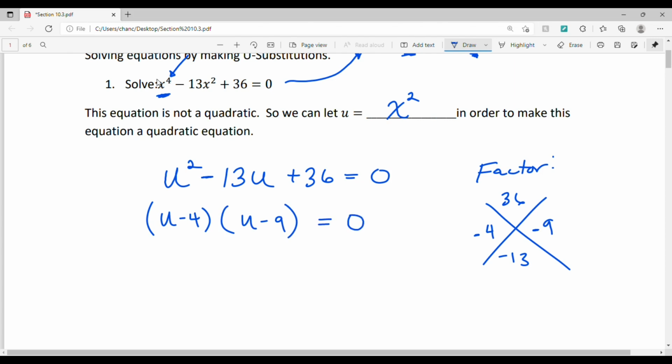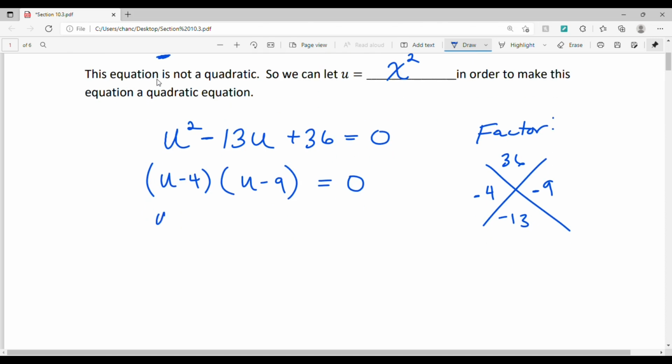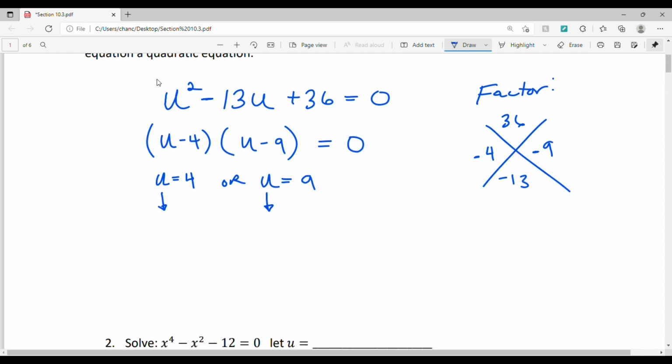What does this mean? Well, we can solve for u. I could say u equals positive 4, or setting this equal to 0, u minus 9 equals 0, we can say u is equal to positive 9. But we don't want to solve for the letter u, we want to solve for x. So we'll replace the u with what it is equal to, which is x squared. So let's let x squared be equal to 4. And on this side we have x squared equals 9.